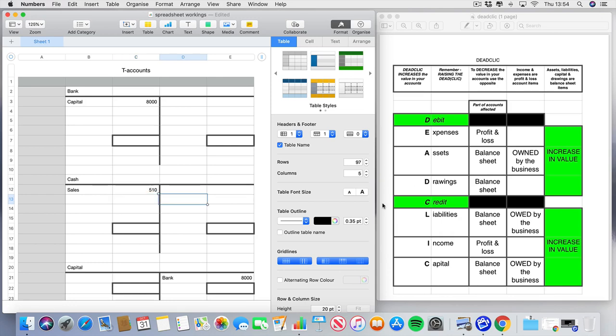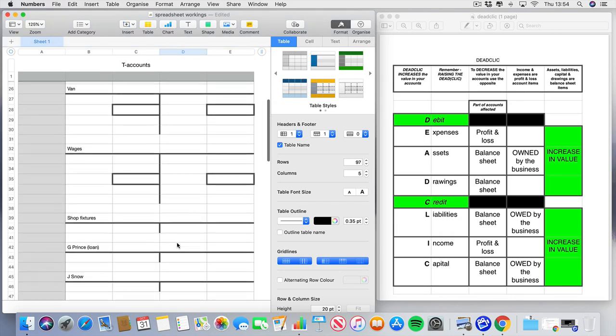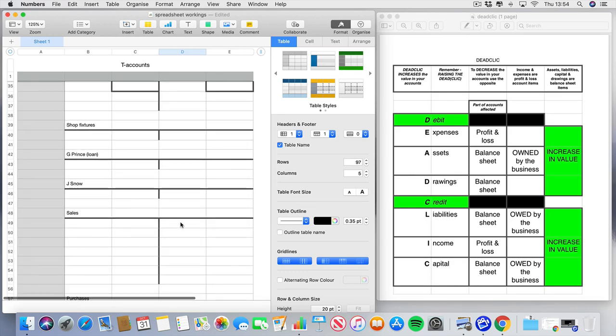So we then find our sales account. There it is. Now, sales is also known as revenue. Sales, revenue, income, turnover, it's all the same. So sales is income, and we're increasing the income. Dead click increases. So increasing the income is a credit. So on the credit side of our sales account, we can say cash, because the corresponding account is cash, and it's 510.